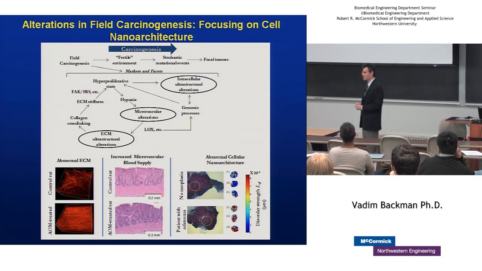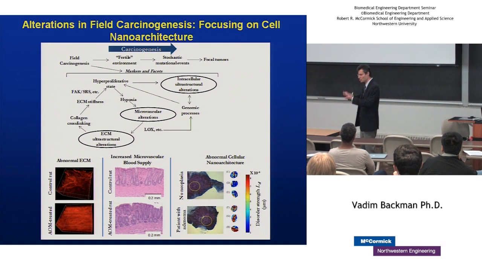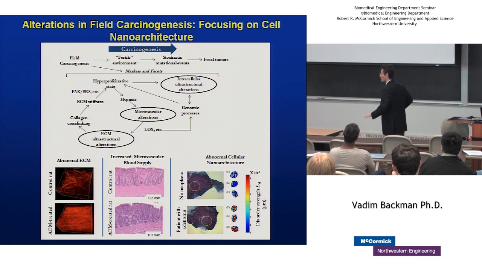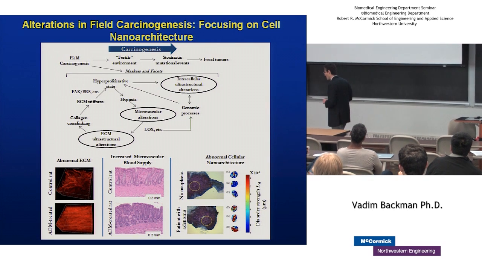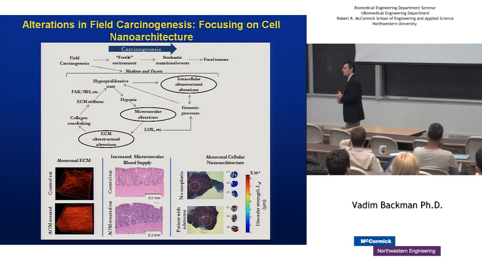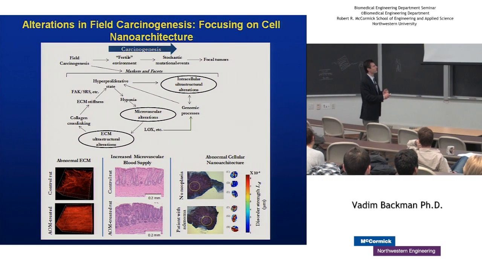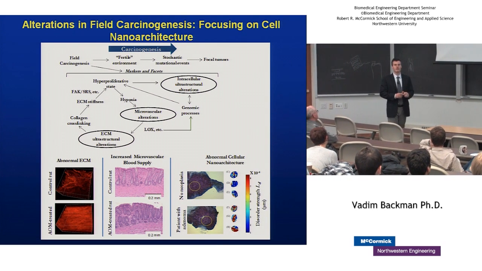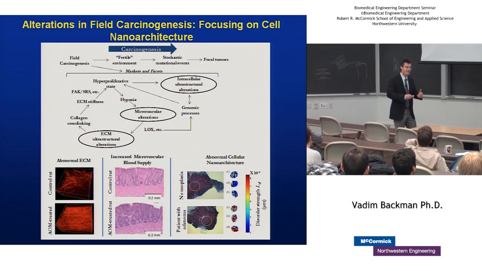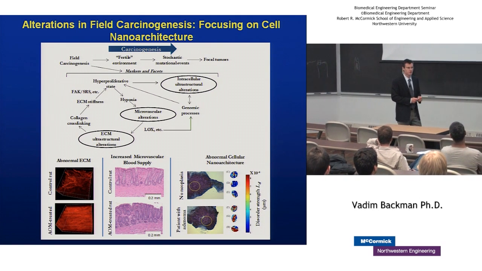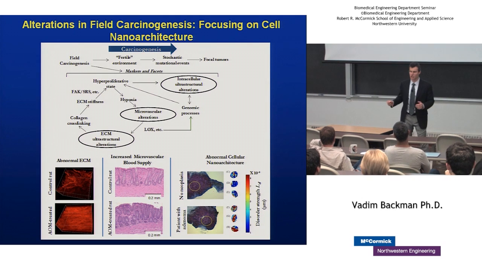There are also changes in the cytoplasm. There are changes in the cytoskeleton, which I did not talk about. There's a whole story there. There will be another talk. So using techniques that we developed in the lab, we found a number of other changes, such as microvascular alterations, increased microvasculature, abnormal microvasculature, again, in otherwise histologically normal tissue in field carcinogenesis before the tumor is actually formed.